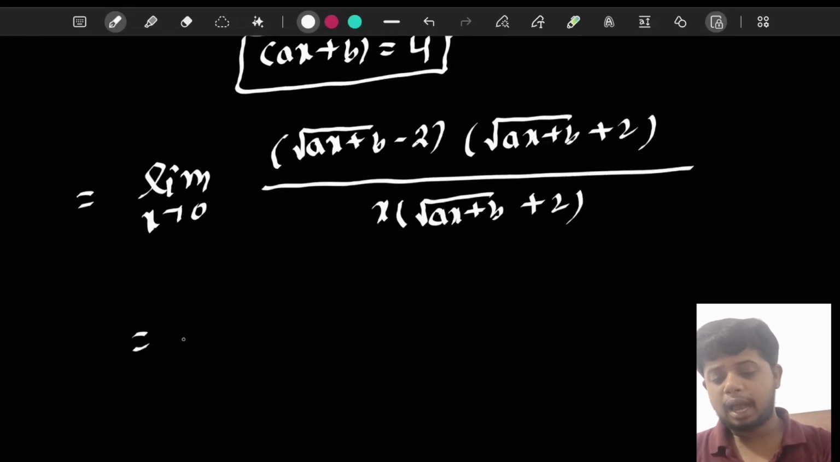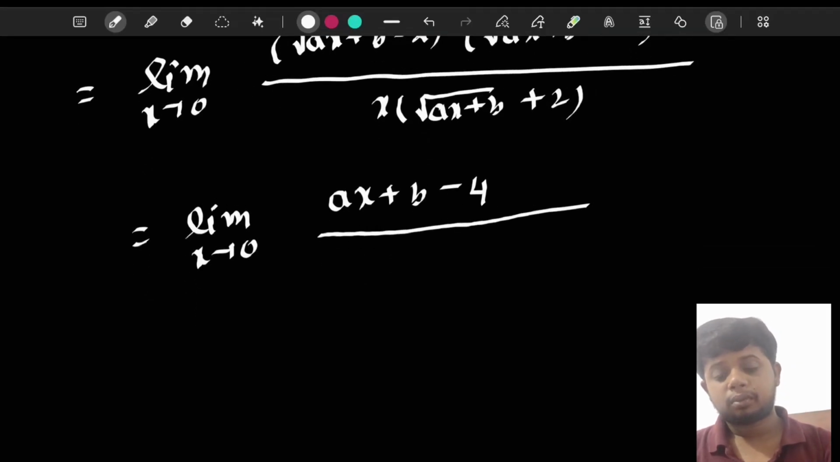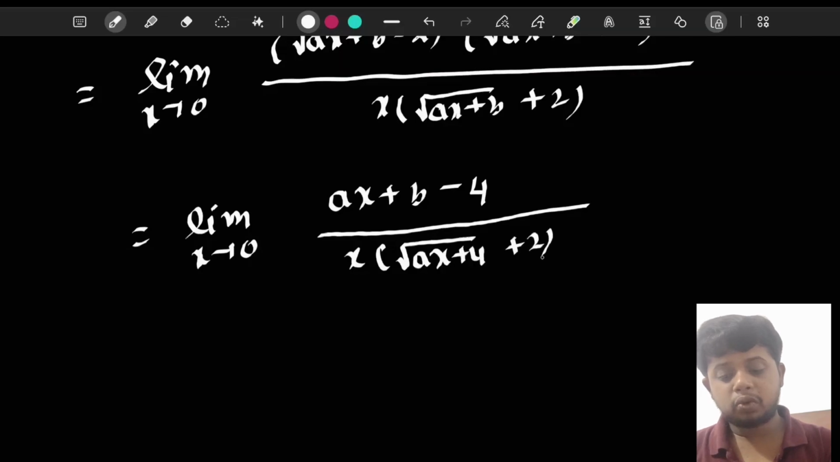So that means I'm getting here limit x tending to 0, ax plus b minus 4 upon x into under root of ax plus b plus 2, and they are telling this answer should come 1.